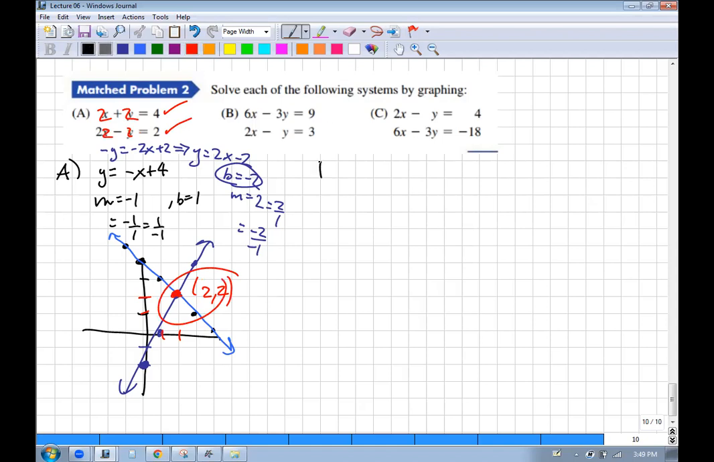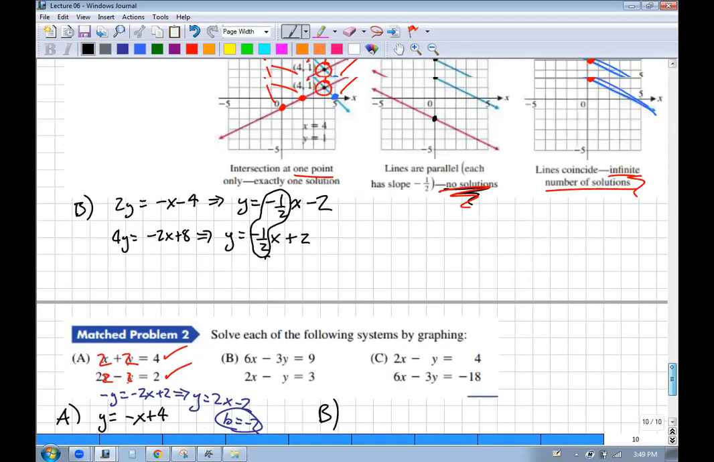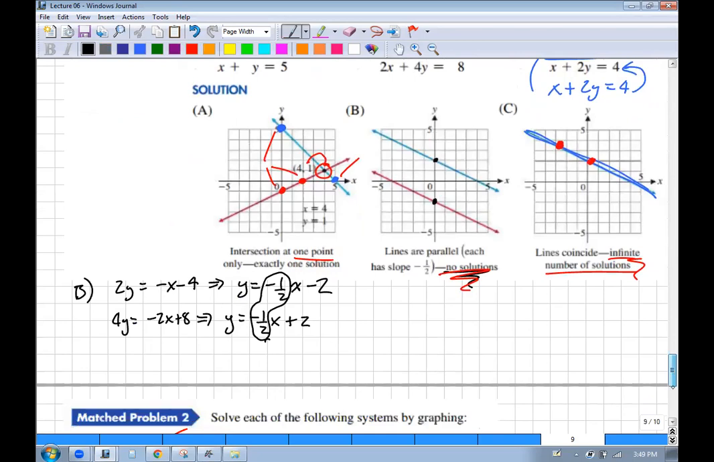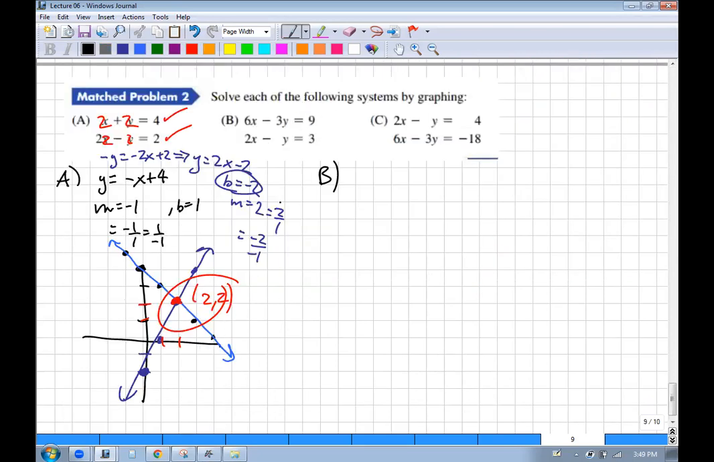Now for part B, I bet these are going to be parallel, just because that's what they did up here. They had one that was parallel and then the same. So let's put this in slope-intercept form, because they want us to solve them by graphing. For the first one, if I move my x's over and divide by -3, 6 over 3 is 2, 9 over 3 is 3. So my b is -3, and my m is 2.